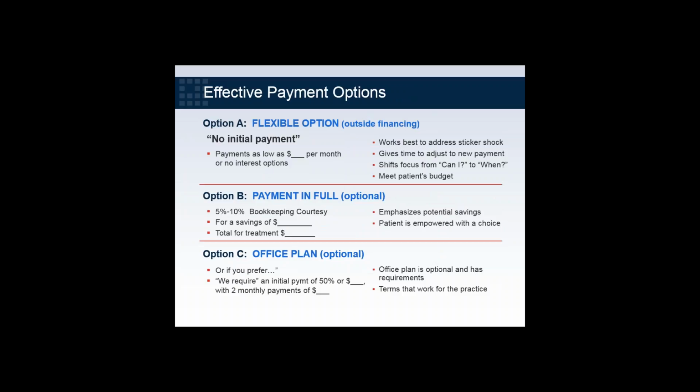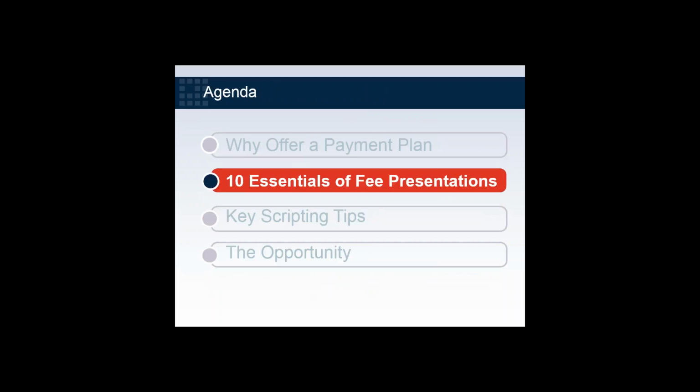And these are the three options that we're going to dig into just a little bit deeper as we go through the next hour or so. We're going to talk about a flexible option, which is the outside financing, and then an optional payment in full. And I do want to stress that these options that I'm suggesting, the payment in full option and the office payment plan, are optional. If this isn't something that you're already doing, I'm not saying you have to do this, but it certainly is something that you should think about, and they are optional. So we'll dig into these just a little bit deeper.